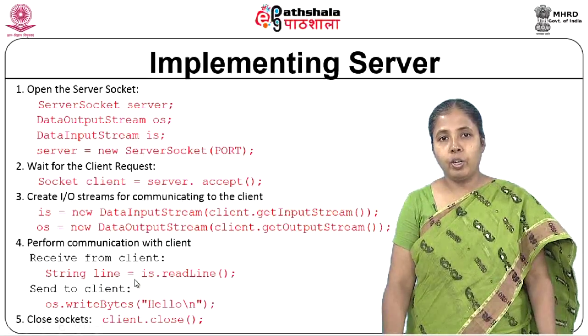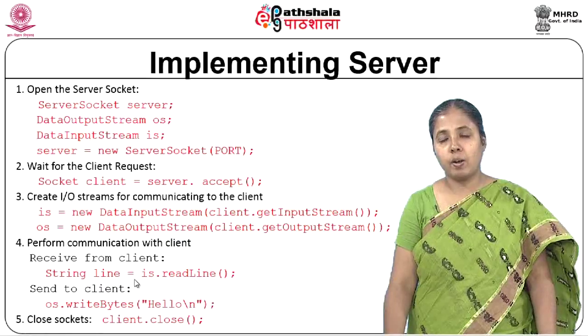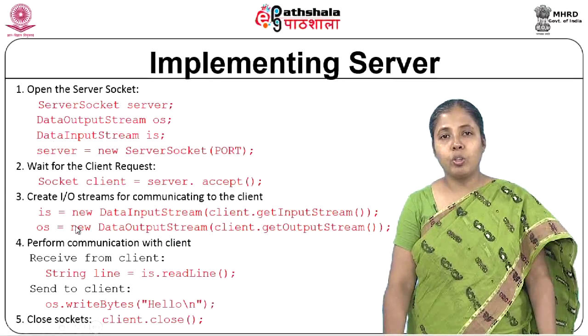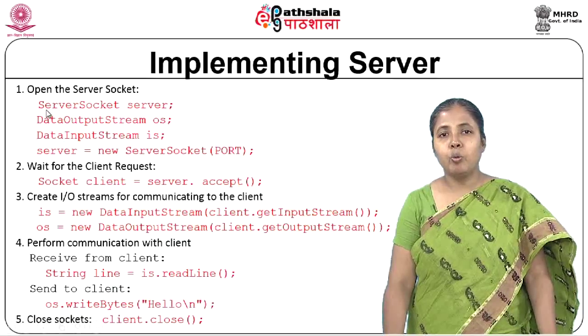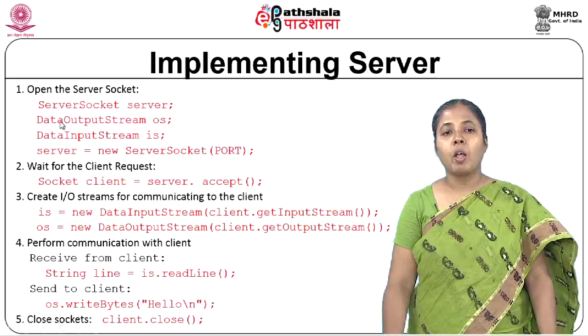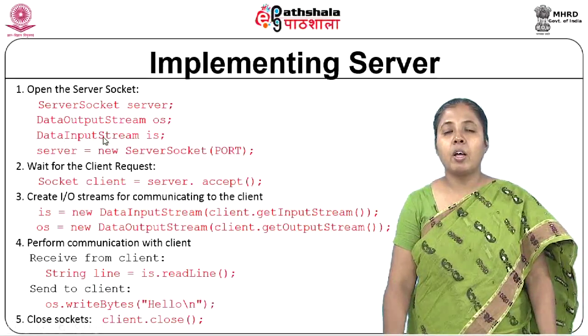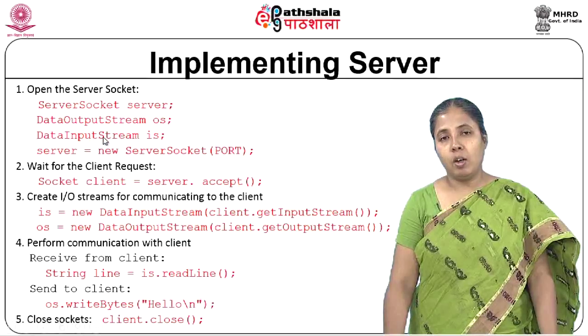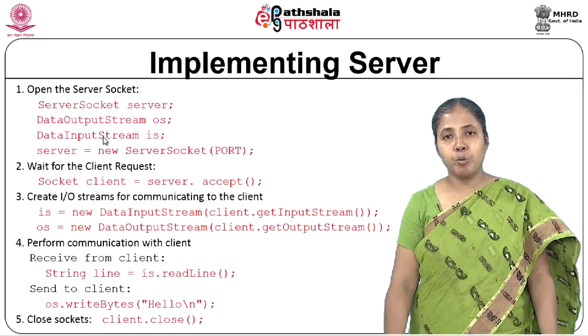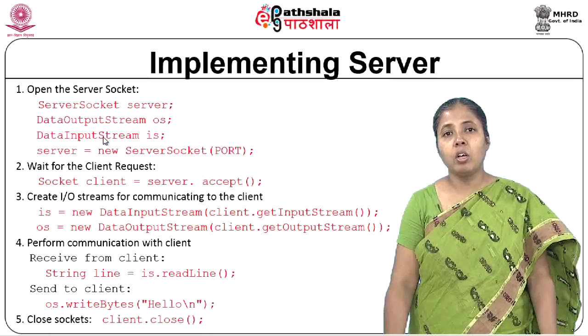If you want to write the server program or the client program, we need to follow these steps. The first step is to implement a server program. When you implement a server program, we first have to open the server socket, which means you have to create a new server socket. As I told you, we have a class called ServerSocket, and DataOutputStream and DataInputStream are the classes which get associated with the input stream and the output stream of the invoking socket object to send and receive data.